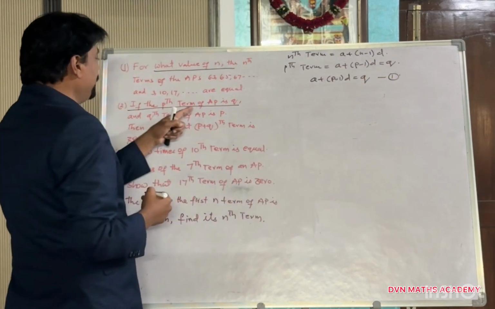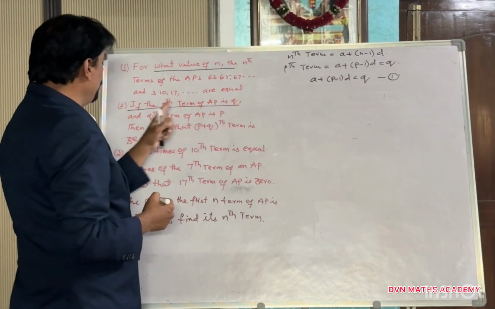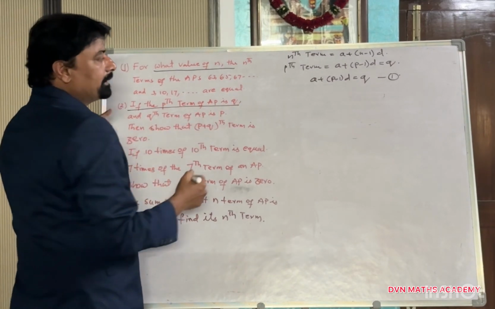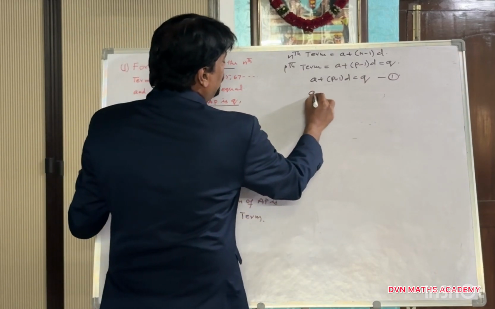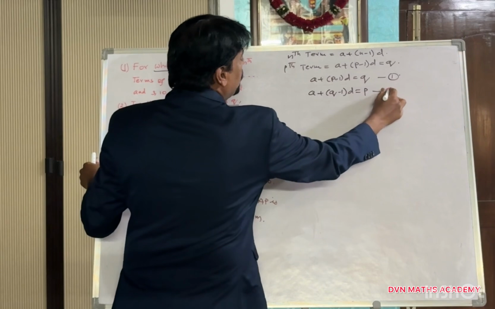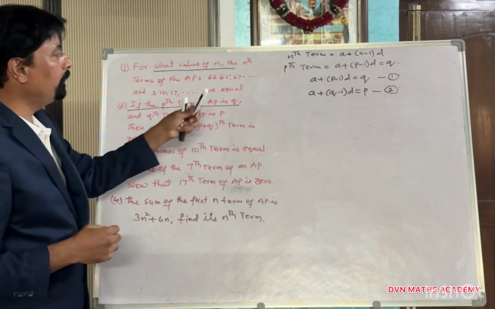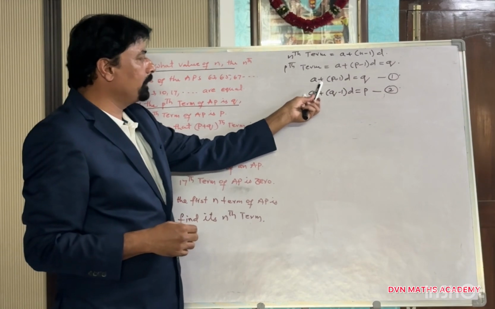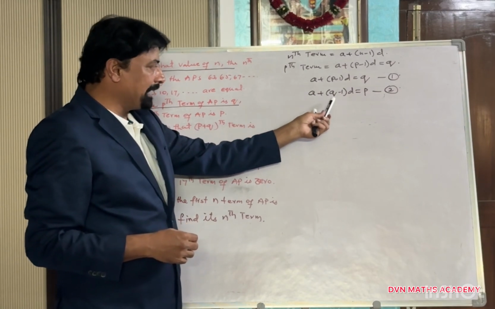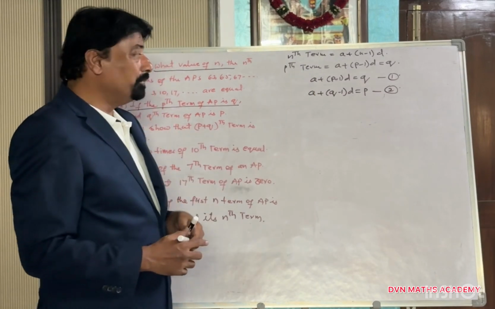And it is given that the pth term is q and the qth term is p. So if I write the qth term, that is nothing but a plus q minus 1 into d is equal to p. This is my second equation. According to the given information, I formed two equations: the first one is the pth term, and the second one is the qth term.